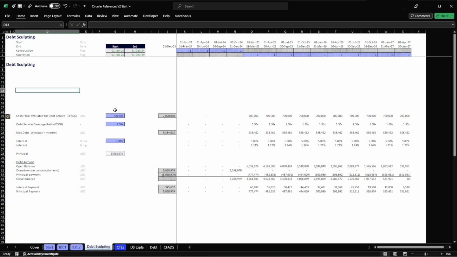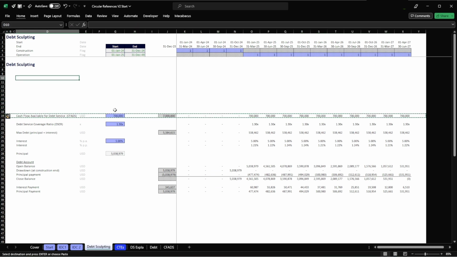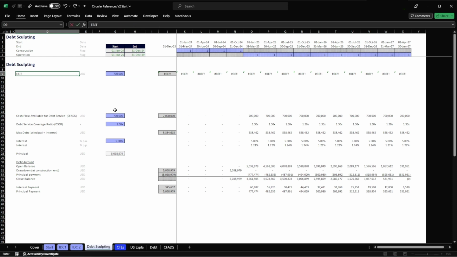I'm going to grab this and copy this over here. I'm going to call this our EBITDA. So our EBITDA is going to be the $700,000 now. What I have to do is just multiply this by this number here. So this is going to be our EBITDA now, the $700,000.